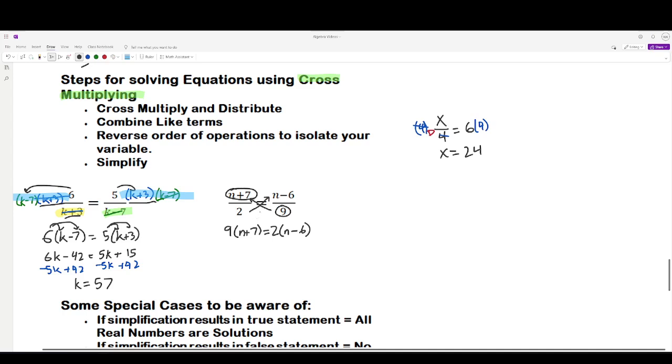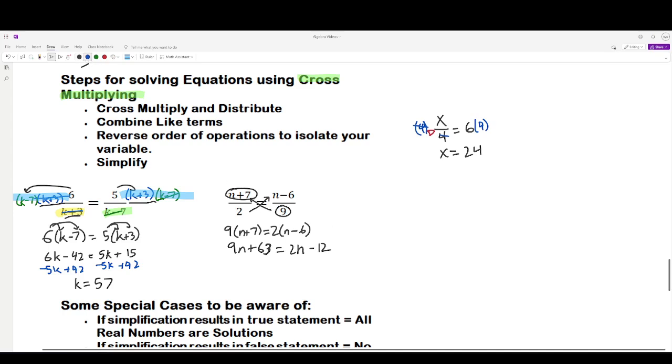But it's not anything magical or special. We're literally just multiplying both sides by 2 and multiplying both sides by 9, and then we distribute and solve like we did on the other one. So we get 9n plus 63 equals 2n minus 12.